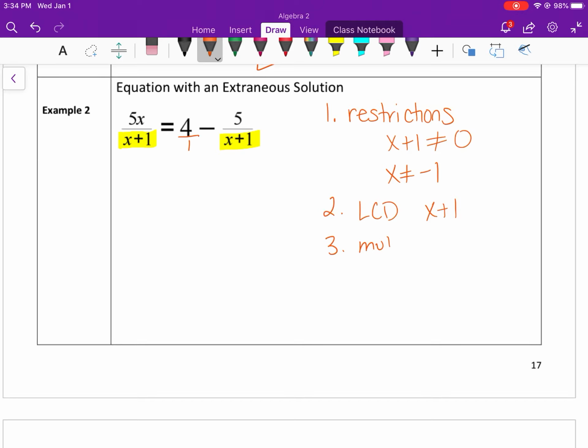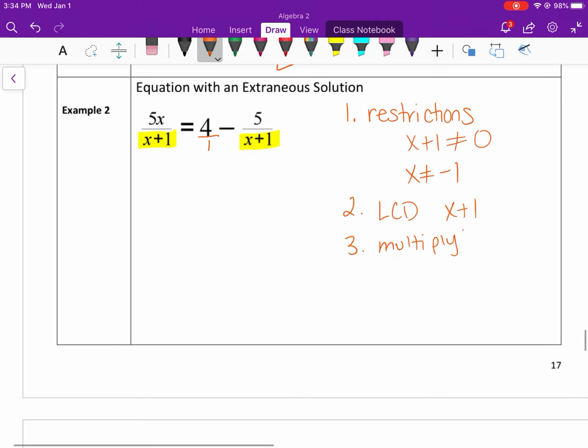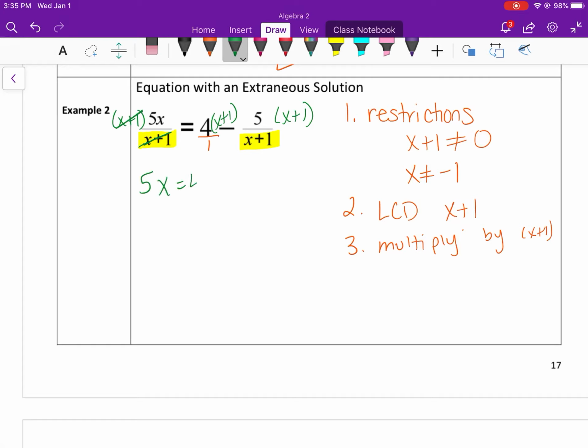Step 3 was multiply all by x plus 1, then our lowest common denominator. So if we take this first fraction and multiply it by x plus 1, the 4 times x plus 1, and this times x plus 1. So we get x plus 1 divided by x plus 1 is 1, so 5x equals 4 times x plus 1 is 4x plus 4, if you distribute that 4 to both, and then minus 5 because the x plus 1s simplify.